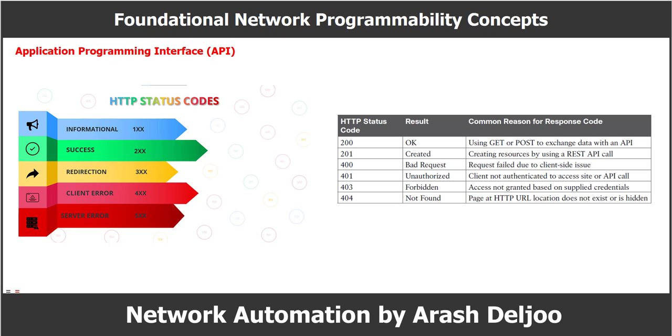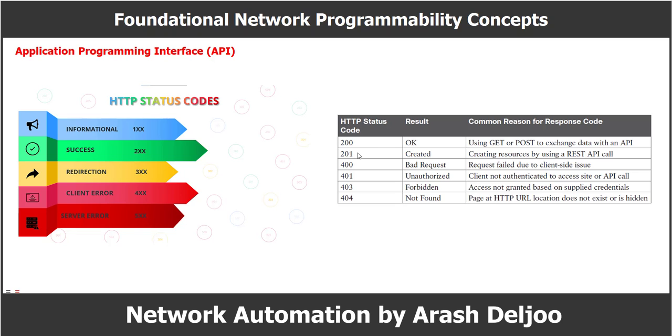Most internet users have experienced the 404 not found error when navigating to a website. However, many users don't know what this error actually means. This table lists the most common HTTP status codes as well as the reasons a user may receive each one. For example, for the HTTP status code 200, the result is okay. A common reason for this response code is using GET or POST to exchange data with an API.